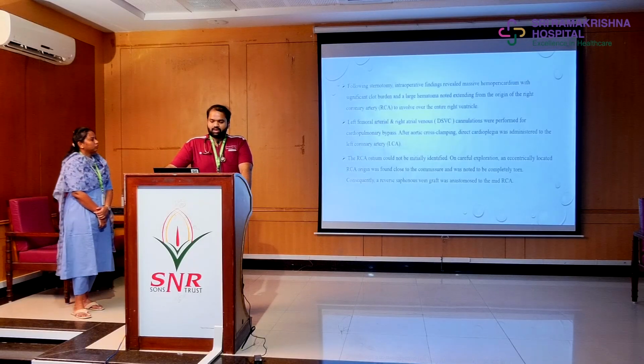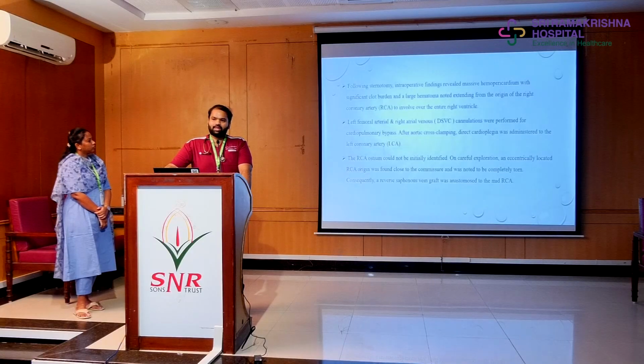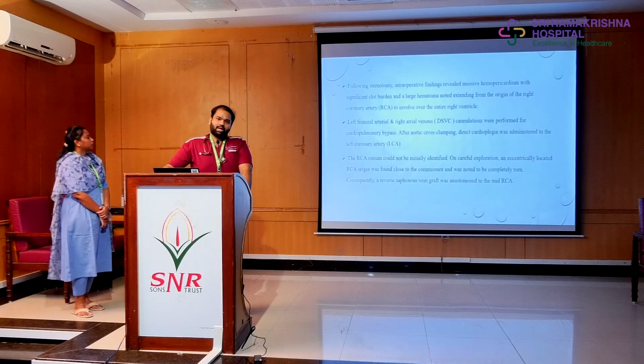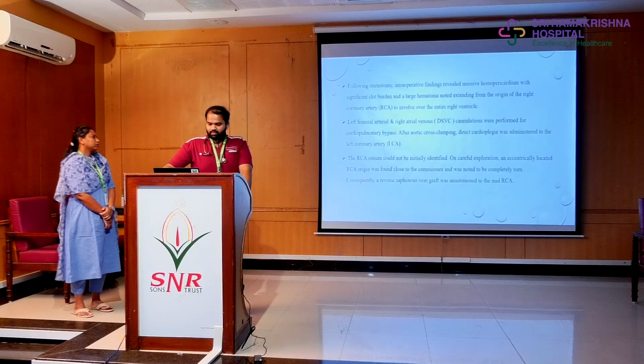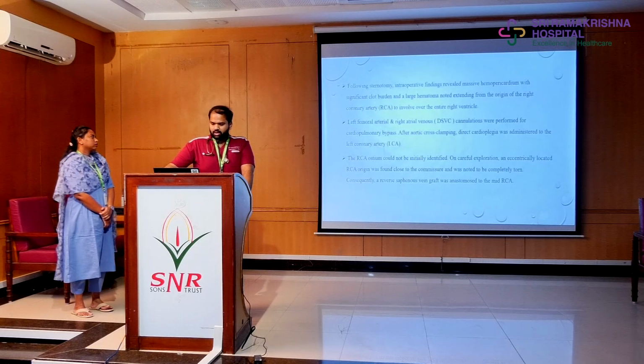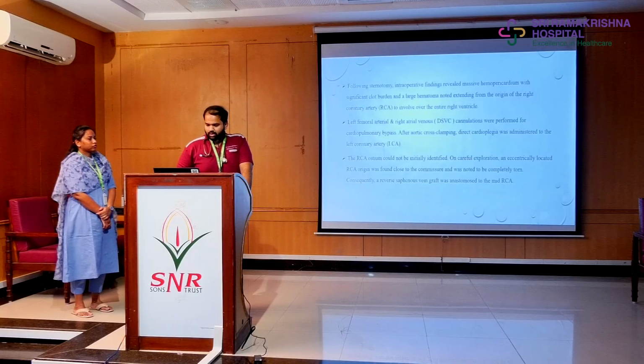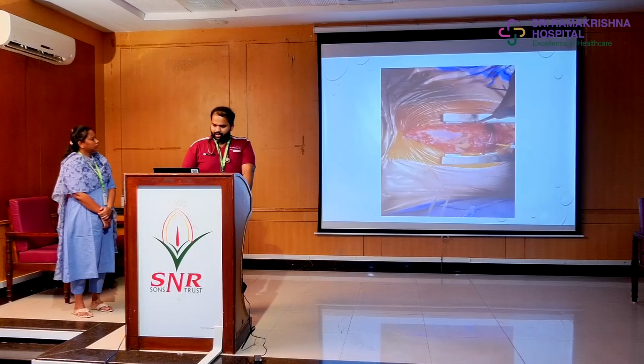So we did a standard sternotomy and cannulation. We decided to go with the left femoral for arterial and the right atrial for venous cannulation because the left femoral was not involved. Then on table we saw that the RCA was eccentrically located and it was also torn off. And when we opened the pericardium, I'll just show you the video.